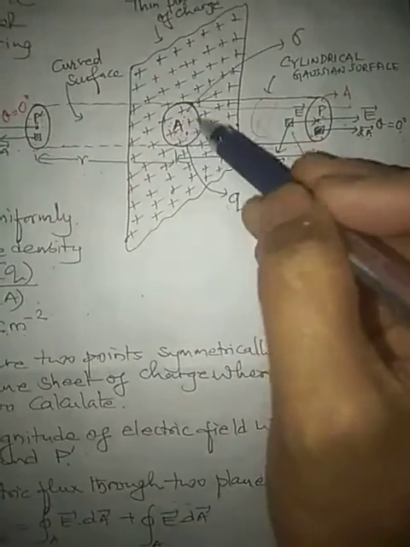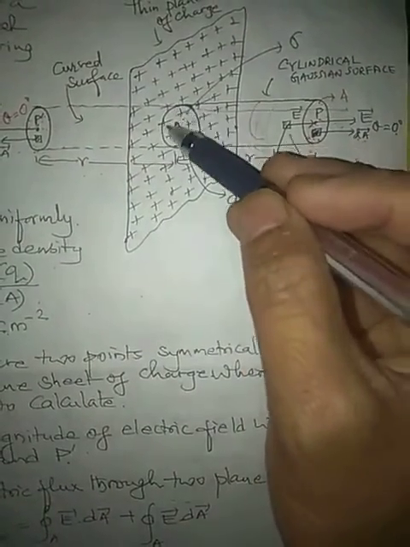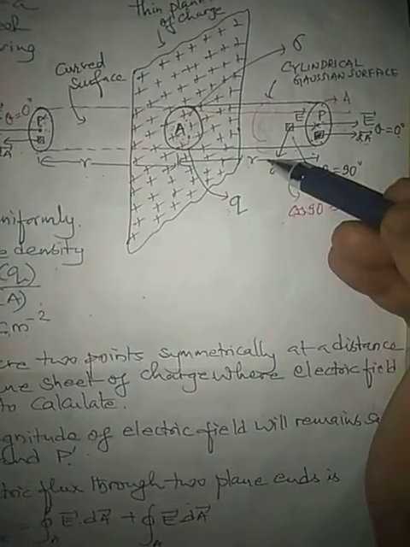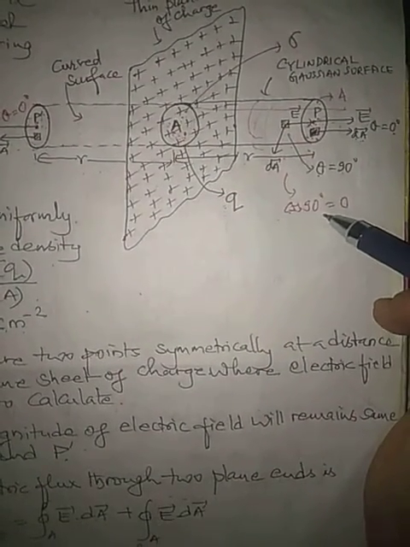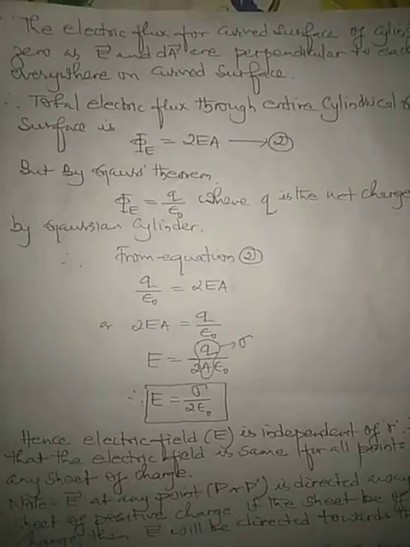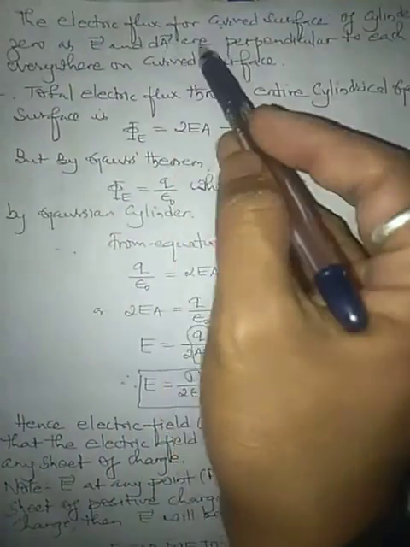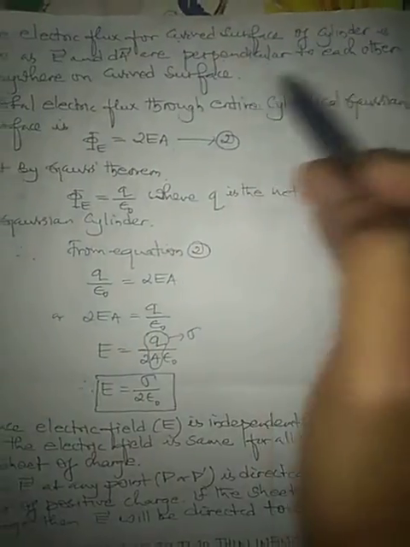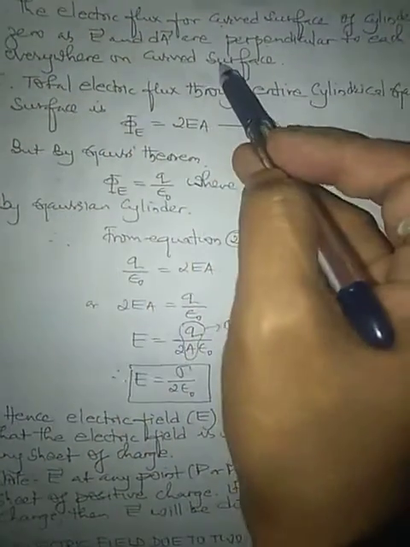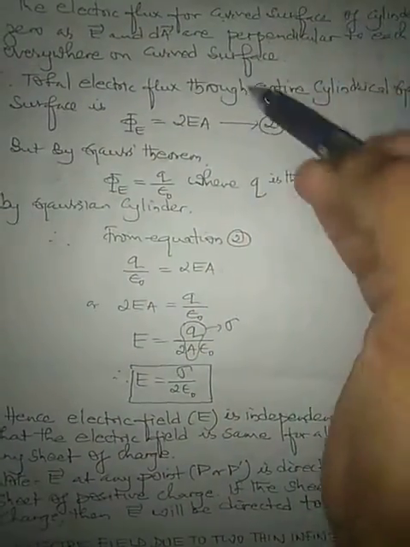Which means the electric flux produced by this plane sheet of charge of area A on the curved surface will be what? 0. So there will be no flux. That's why the electric flux for the curved surface of the cylinder is 0, as E and dA are perpendicular to each other, everywhere on the what surface? Curved surface. That's why the flux on the curved surface is 0.